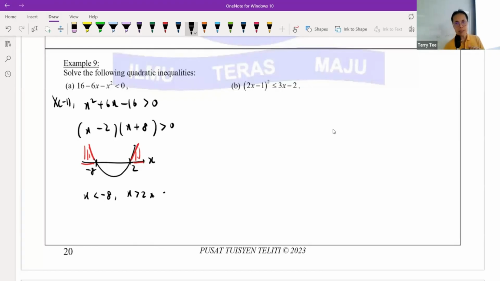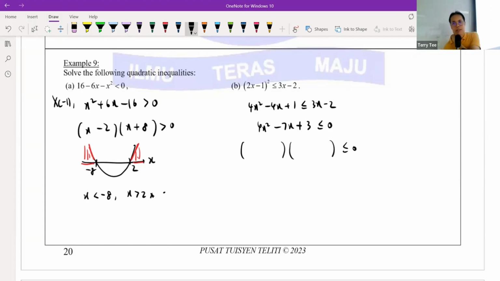Okay, second one, I have to expand the bracket first. 4x squared, 4x plus 1, less equals 3x minus 2. Bring over: 4x squared, 7x plus 3, less equals 0. Can we factorize this? What's the factor here? 4 times 3 is 12. Factors of 12: 12 and 1, 6 and 2, 4 and 3. To get 7, I must use 4 and 3.